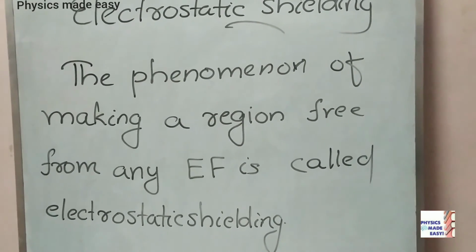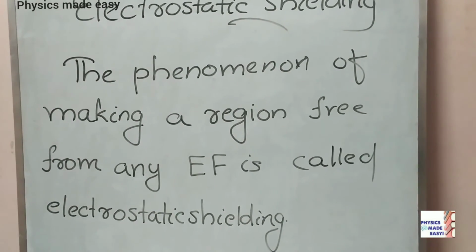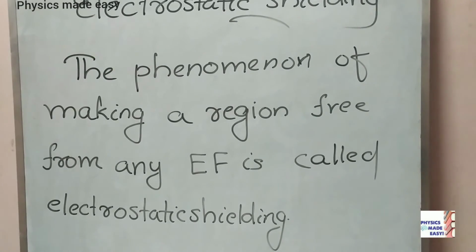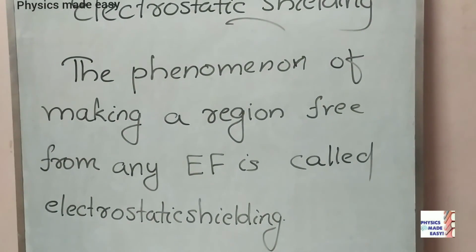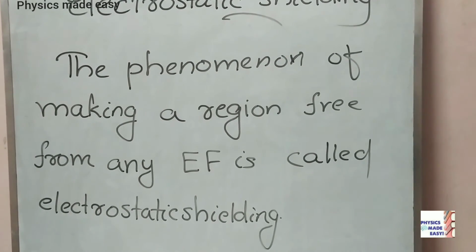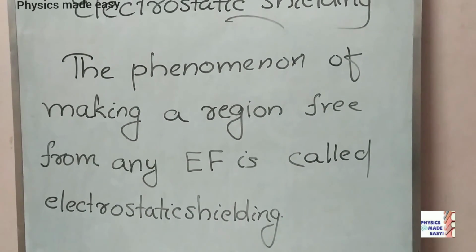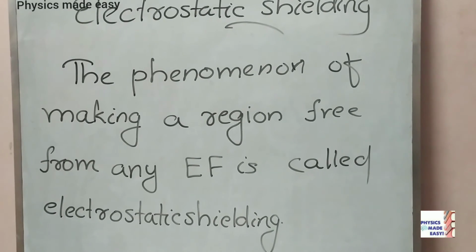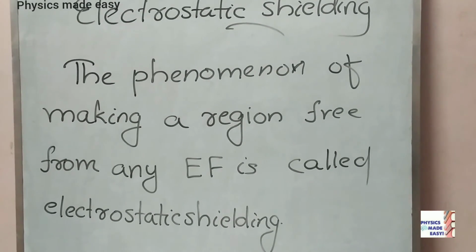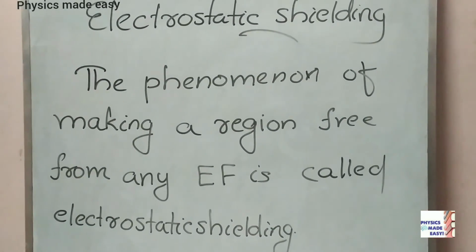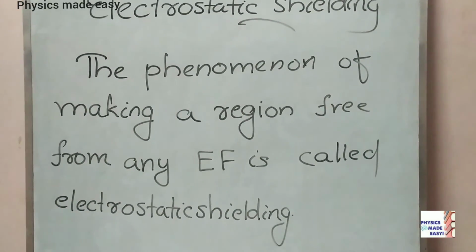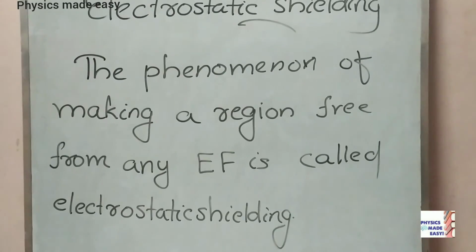During lightning, it is safest to sit inside a car rather than near a tree. If you are standing outside the car, that is very dangerous. So at the time of lightning, if you are sitting inside a car, you will be safe. Why? That is due to the application of electrostatic shielding. The metallic body of the car acts as an electrostatic shield from lightning.